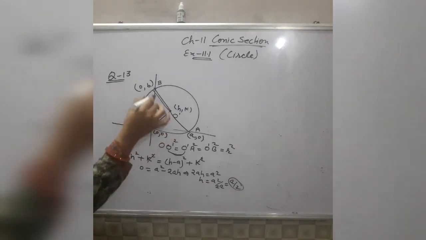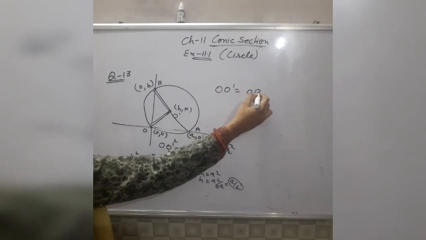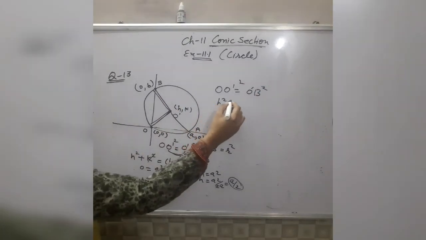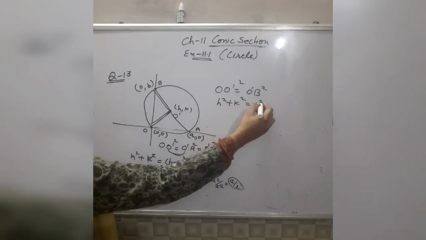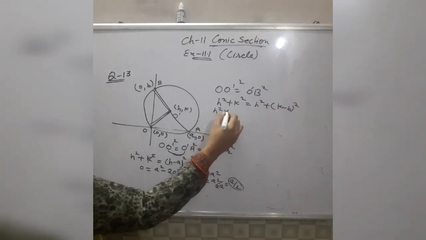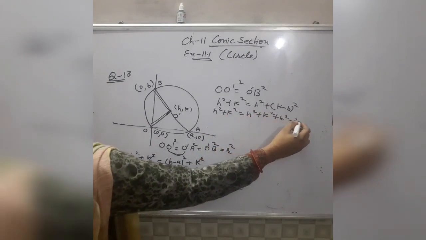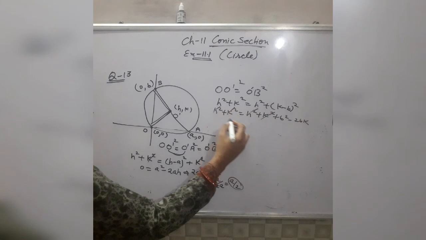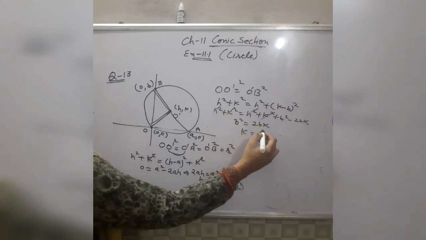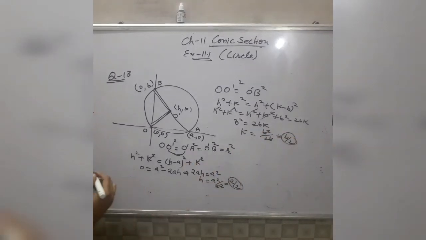Now taking these two distances, O dash O is also equal to O dash B, so the squares of these two distances will also be equal. So you will get h square plus k square. This is equal to h square plus k minus b whole square. So h square plus k square is equal to h square plus k square plus b square minus 2bk. h square is cancelled. You will get b square is equal to 2bk, or you can say k is equal to b square by 2b, or b by 2. This is the value of k.